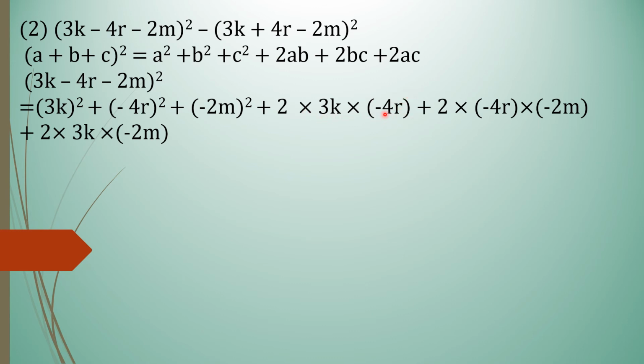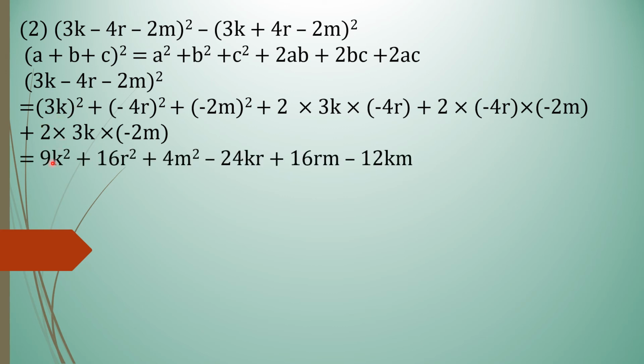Put in bracket minus 4r as it is negative sign. So better put it in bracket and write plus 2 into bc. So 2 into minus 4r into minus 2m. So you'll put the b term and into c term. Now plus 2ac. So for 2ac plus 2 into 3k is for this one a, and into what is c, that is minus 2m. So now let's solve this. Let's find out, remove the brackets and get the answer.